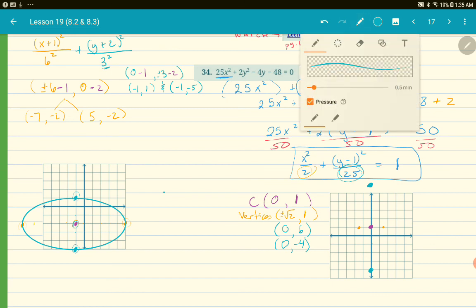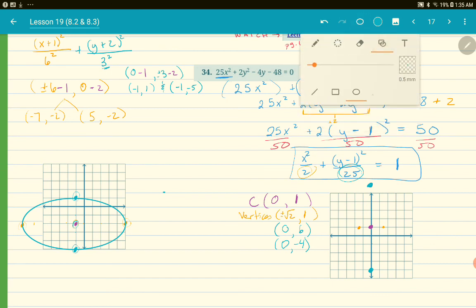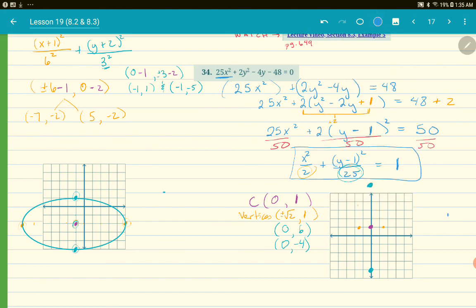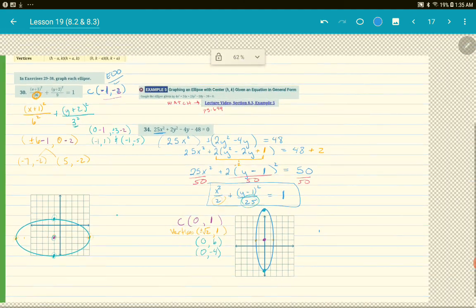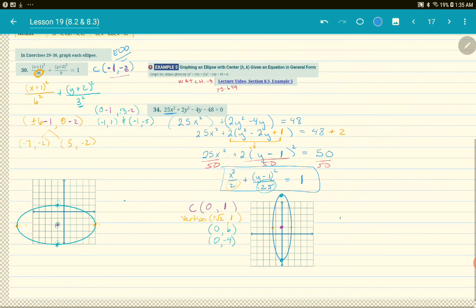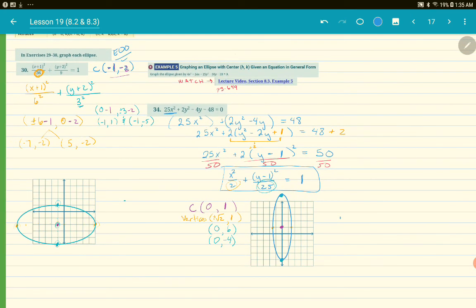And then my last step is drawing in that ellipse. And there is 34 graphed. All right, so hopefully you enjoyed those graphs, and you can take it from here on 29 through 37, every other odd.